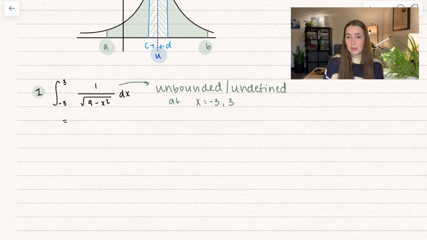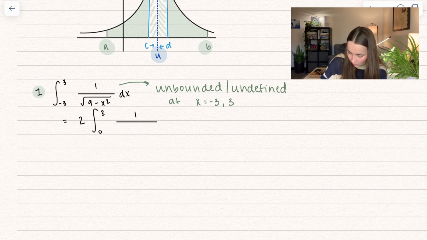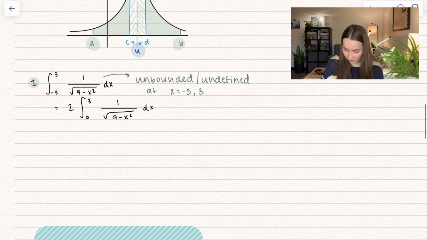But what if I told you that we can cut it down to 1? Using symmetry, this is just going to be 2 times the integral from 0 to 3 of 1 over the square root of 9 minus x squared dx. You can evaluate either one of these, and both of them are going to give you the same answer, so whatever your heart desires.